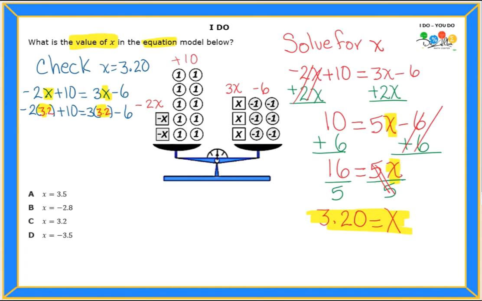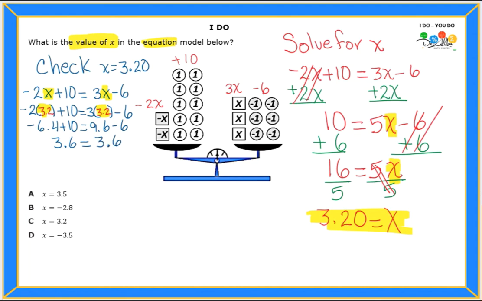If I multiply negative 2 times 3.2, I get negative 6.4 plus 10. And on the other side, I'm going to get 9.6 minus 6. If I add negative 6.4 plus 10, I get 3.6 or 3.60. And on the right, 9.6 minus 6 is still 3.6.